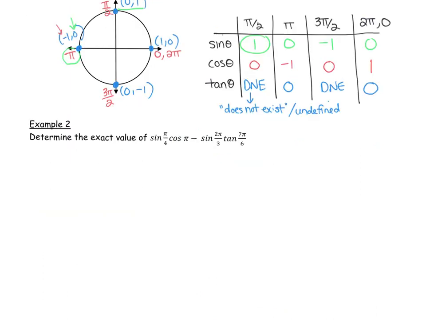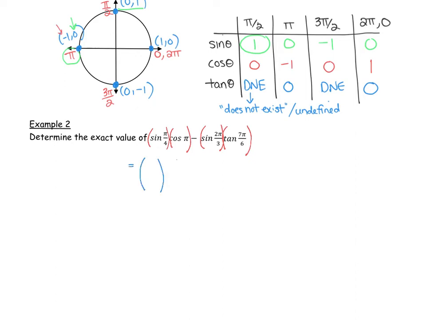You will see questions that look like this. Determine the exact value of this expression, and I need all exact values. Really, I should not be touching my calculator at all when I try to do a question like this. Hopefully you can see that I need 4 exact values. I need the sine of pi over 4, the cos of pi, the sine of 2 pi over 3, and the tan of 7 pi over 6. So you're going to use all of your tools from the past couple days to get 4 exact values.